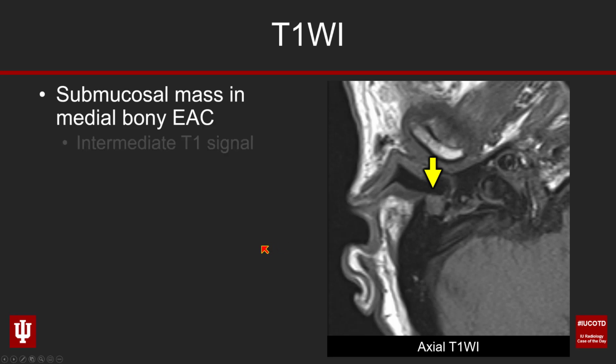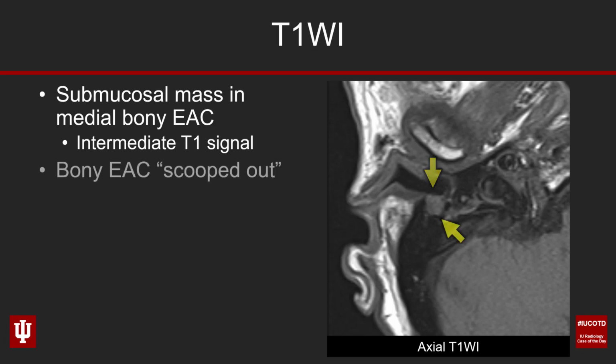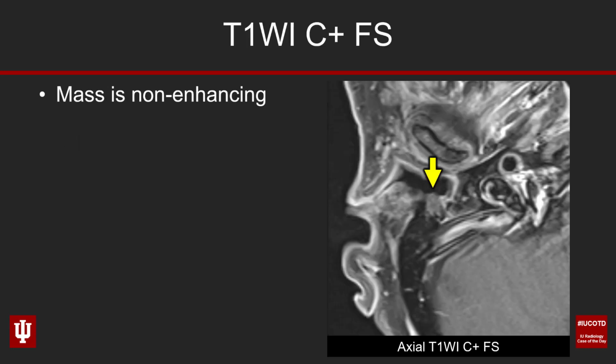Now this mass has intermediate T1 signal intensity. And if you look carefully, you can see that the bony external auditory canal has a bit of a scooped out appearance. It looks like something is eroding it out. So anytime that we see something that may be a mass in the head and neck, we always want to give contrast. So here's our axial T1 post-contrast fat-saturated image, and you'll notice that this mass is effectively non-enhancing.